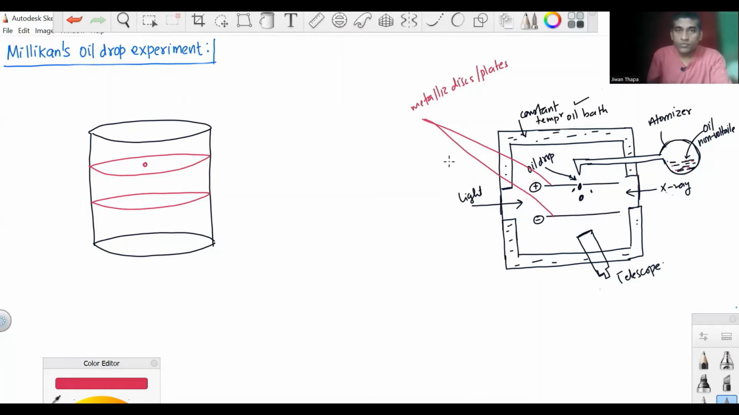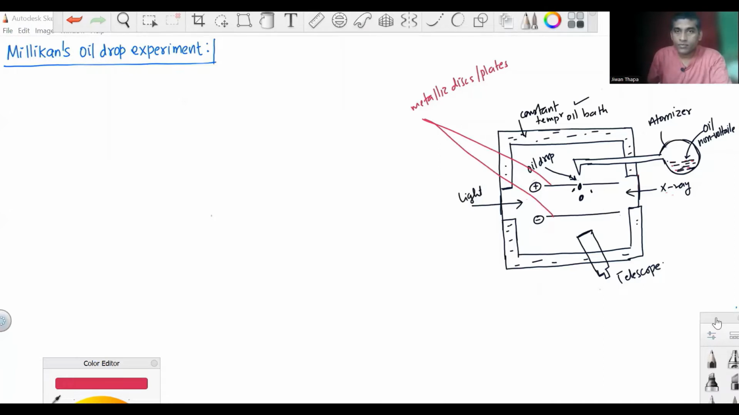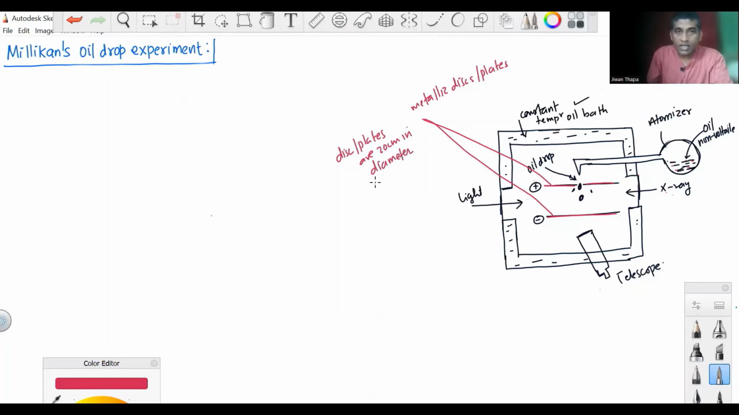So we have this. There are two circular metallic discs or plates with the upper plate containing a small pinhole so that oil can pass through it, and the discs or plates are 20 centimeter in diameter and are 1.6 centimeter apart.